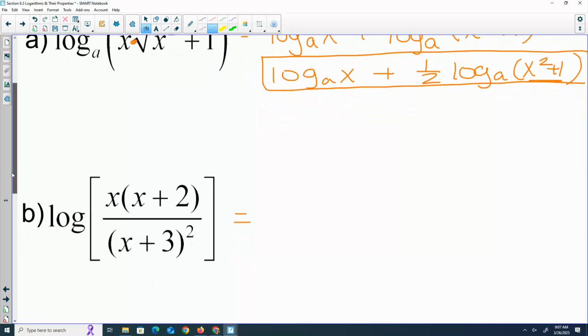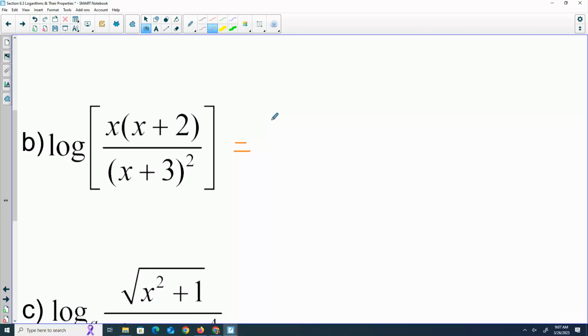On the top of the fraction, I have things being multiplied. How do we break apart multiplication? So it's the log of x. It was multiplied with the x plus 2, so we have to add the log of x plus 2. There's no base written on it, so it's assuming base 10. Then we're dividing by this, so what do we have to do? Minus log of x plus 3. Put the 2 in the front of log. Yes.